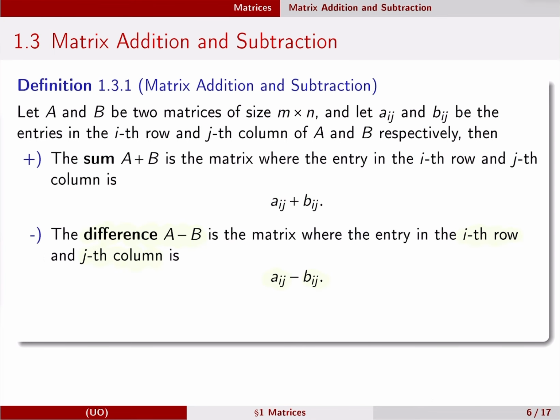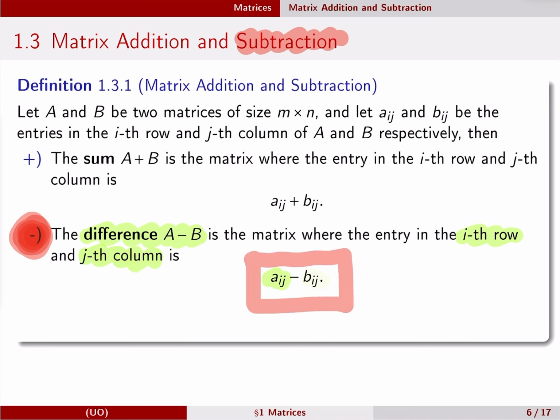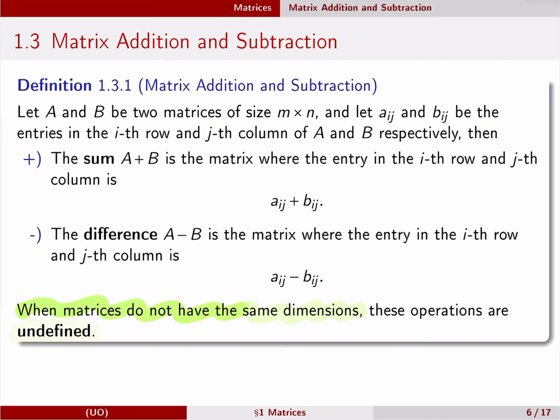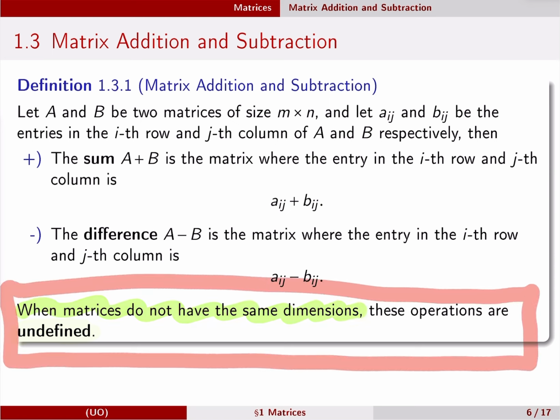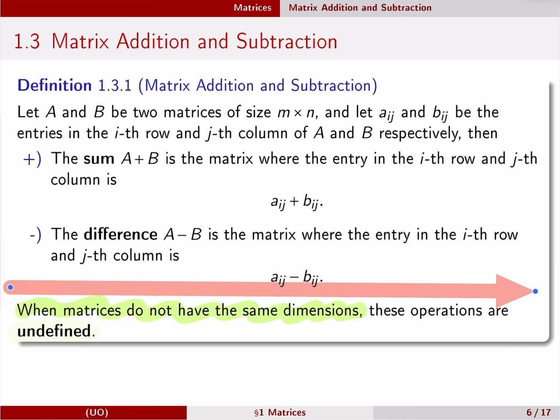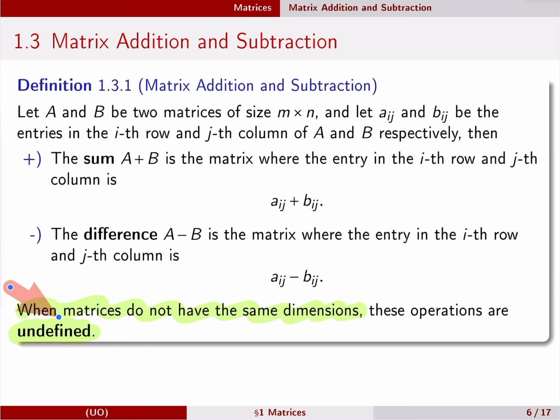The next operation is the difference between A and B. The difference of the matrices A and B is going to be again an m by n matrix where the entry on the ith row and jth column is now going to be the difference between a_ij and b_ij. So just subtract their entries in their respective positions. One thing that is important is that when those matrices A and B do not have the same dimensions, because they don't have the same number of rows or the same number of columns, then these operations are undefined.